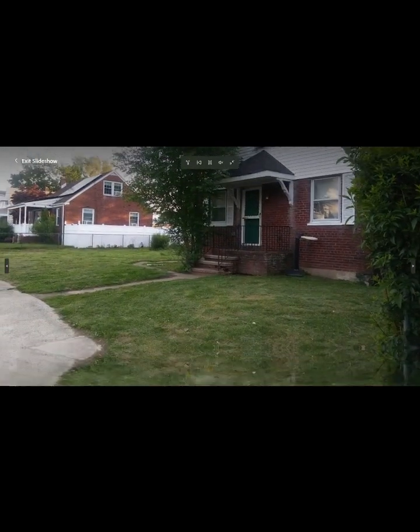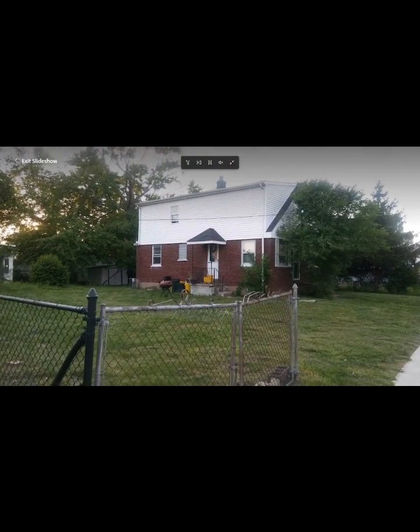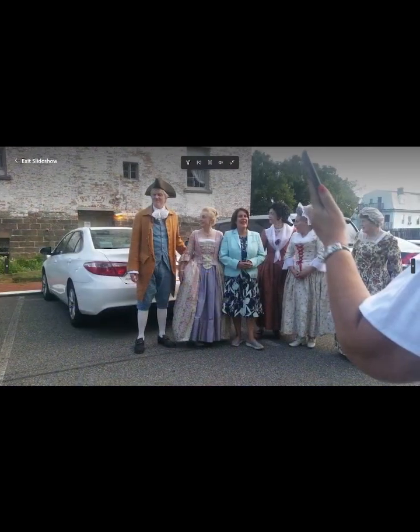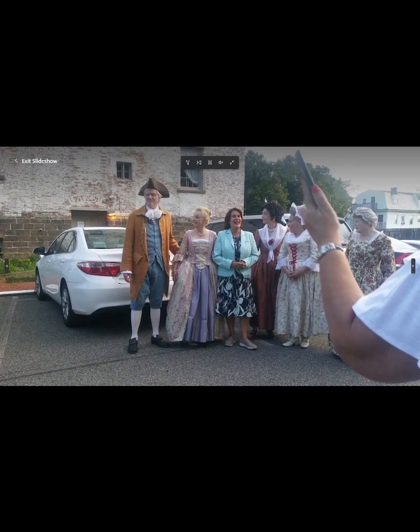Question number 1. Land, improvements, and all the rights of ownership is a good definition of A. Land ownership, B. Real estate, C. Real property, D. Property.